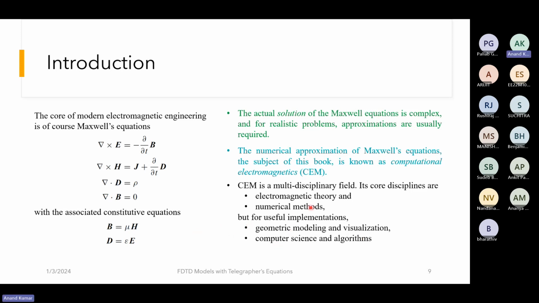CEM is useful for geometric modeling and visualization. These CEM methods were originally borrowed from the mechanical engineers, where they used to simulate stuff, and then we borrowed stuff from computer science engineers, using their algorithms to solve our problems. So we are borrowing stuff from other engineers to solve our problems.